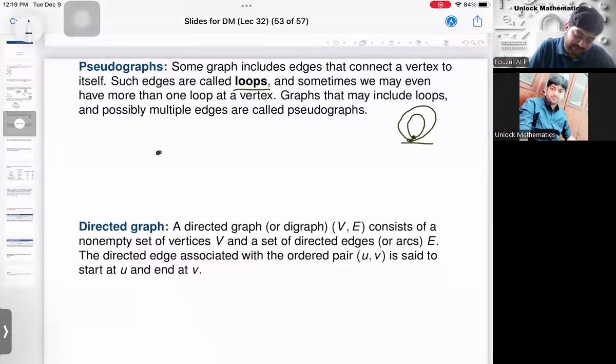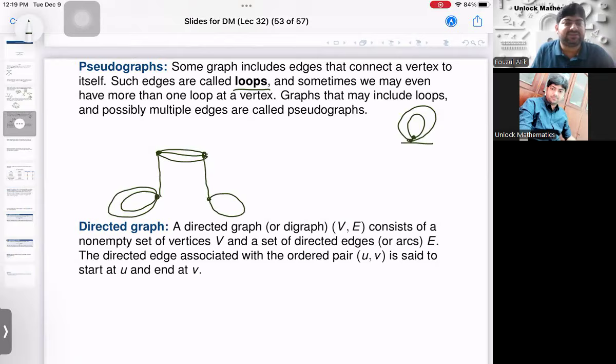So what does a pseudograph mean? It is definitely not a simple graph, because it allows multiple edges, and it allows loops. In this case, it is a loop. You may have another loop here. You may have multiple loops here. So a graph of this kind is called a pseudograph, right? This is an example because it has multiple edges and multiple loops. So this is an example of a pseudograph, which is not a simple graph. I hope this is clear.